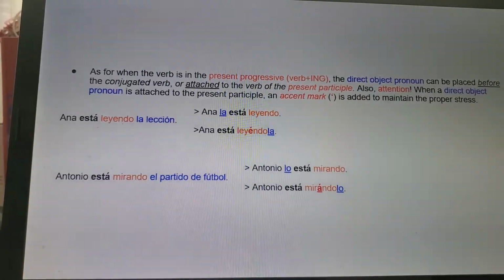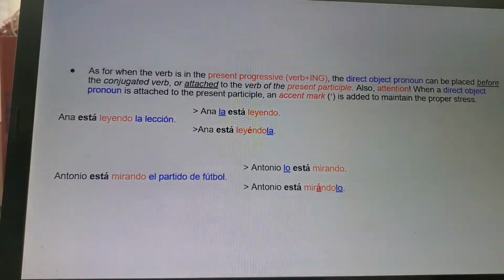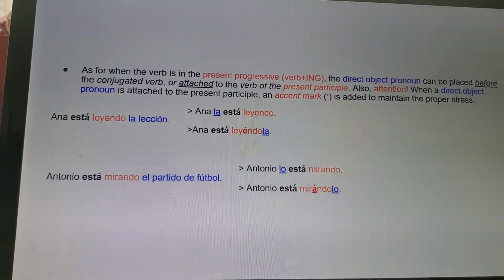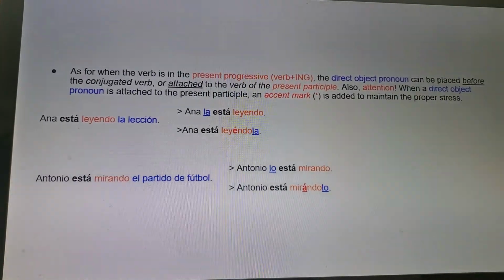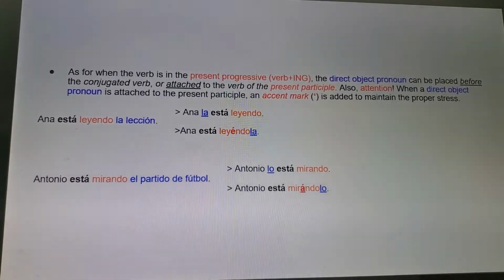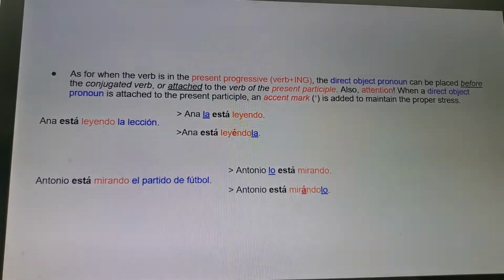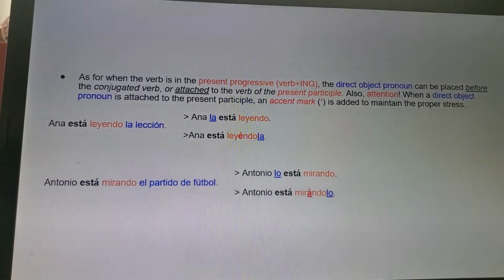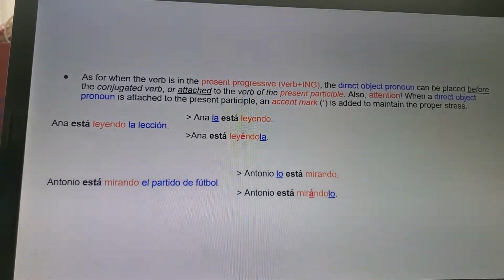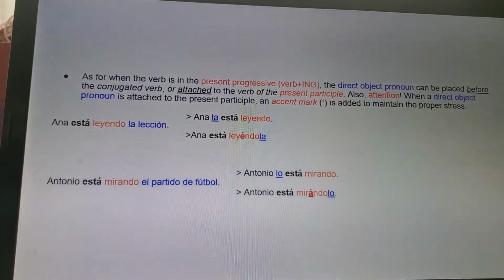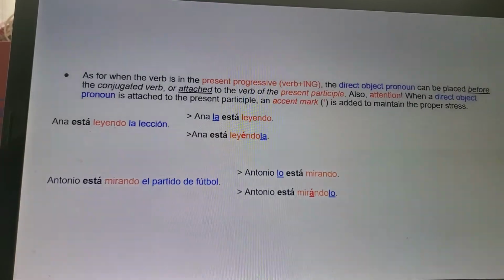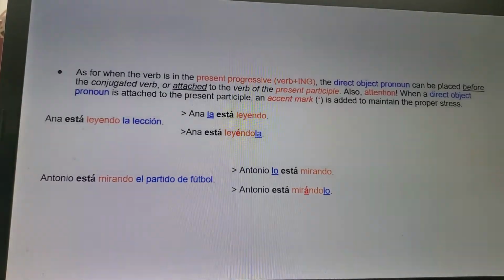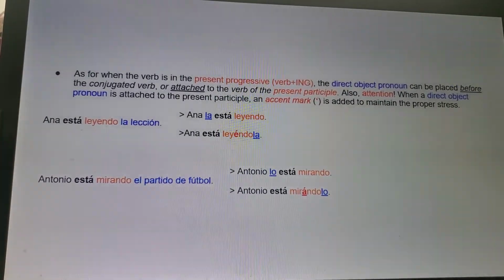Another example, Antonio está mirando el partido de fútbol. The first way to change the direct object noun to a direct object pronoun is Antonio lo está mirando. The second way is Antonio está mirándolo. As you can see, the accent mark is noted and highlighted with the accent above the a.